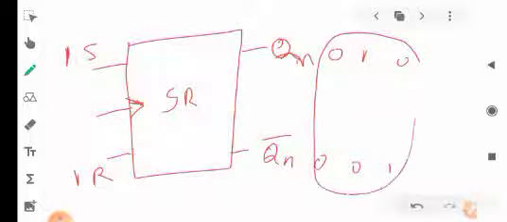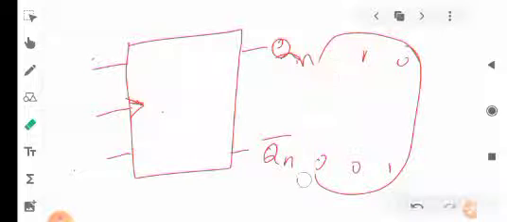What happens in the SR flip-flop if we have 1 1 here? We get a condition where either both outputs will be 0, or this will be 1 and this will be 0, or this will be 0 and this will be 1. This is the condition we get when both inputs are 1. So in order to avoid this, we make a JK flip-flop by slightly modifying the SR flip-flop.